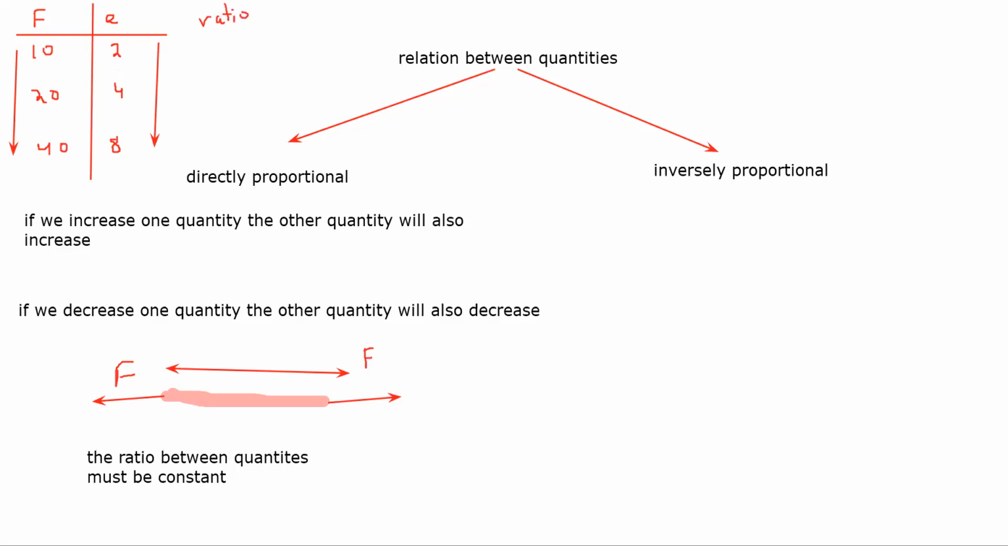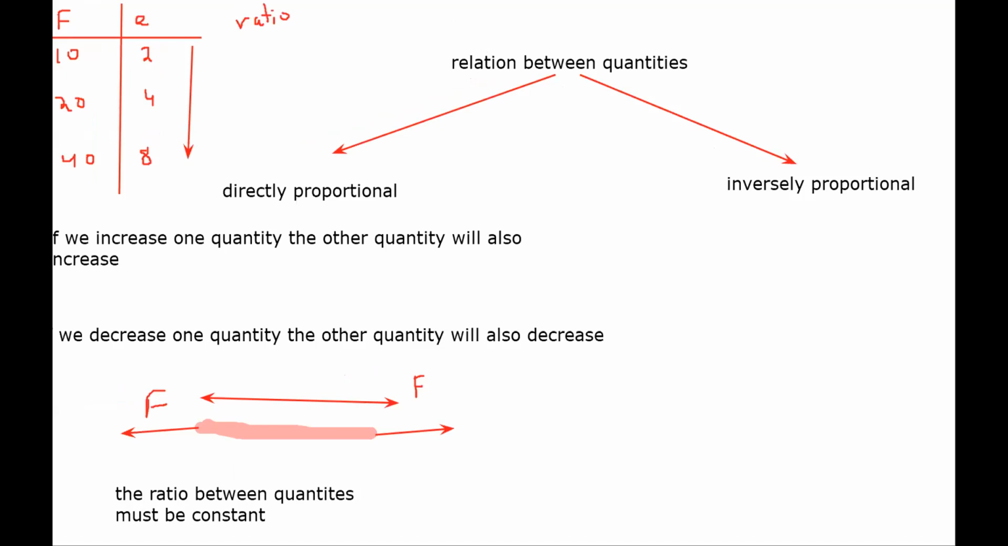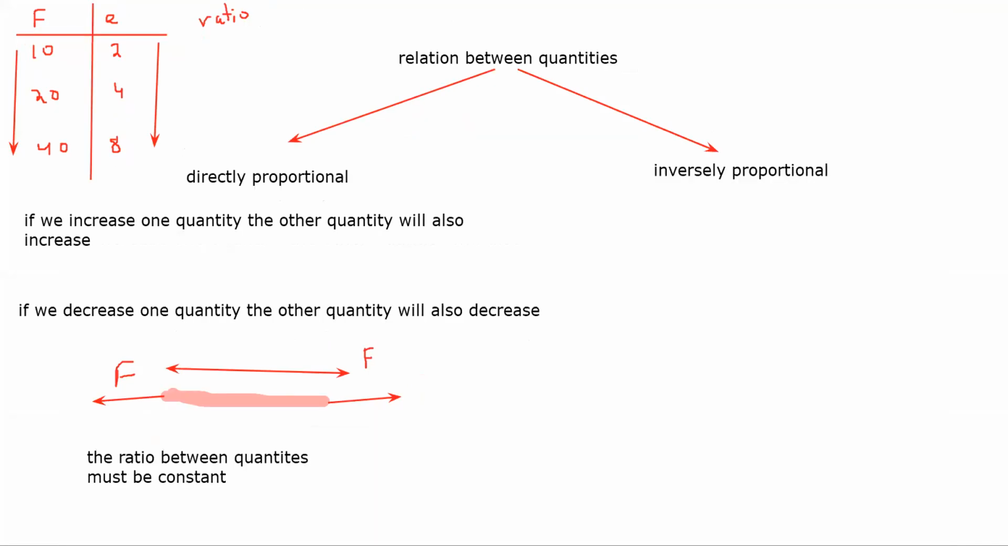So when I take the ratio, means one quantity divided by the other, I should get the constant answer. When I take this ratio for 10 divided by 2, what will be the ratio? 5. 20 divided by 4, what will be the ratio? 5. 40 divided by 8, what is the ratio? 5. So whenever the ratio is constant, if you are increasing one quantity, the other is also increasing, or if you are decreasing one quantity, the other is also decreasing, and the ratio remains constant, then we call that these quantities are directly proportional to each other.